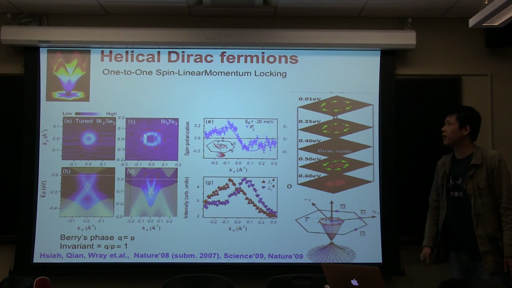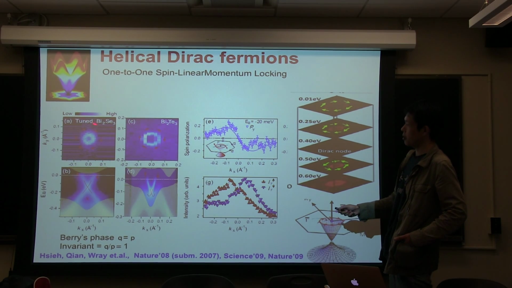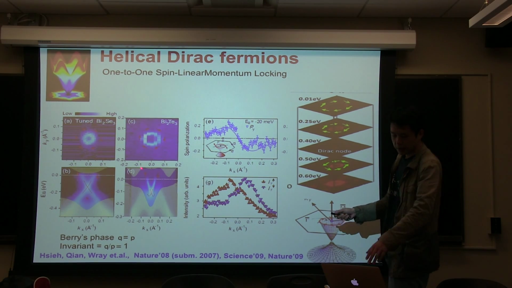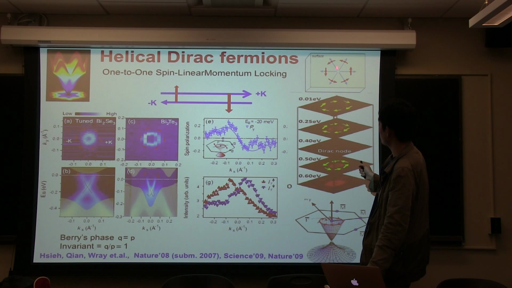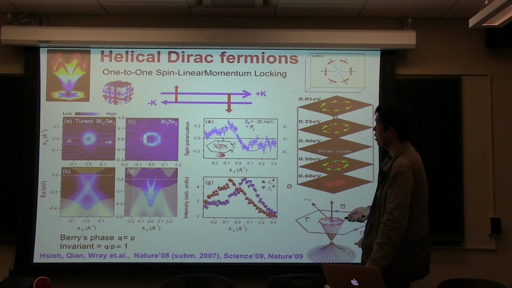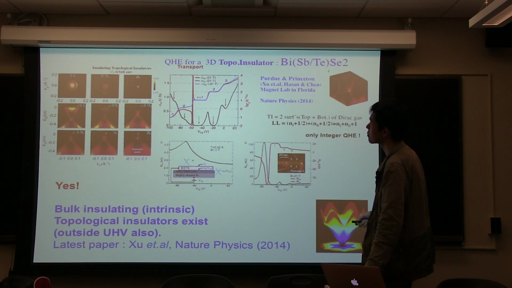One slide about topological insulators. The most well-known ones are bismuth selenide and bismuth telluride. They have spin-momentum locking, and on the surface it realizes a Berry phase of pi, which corresponds to the invariant in the bulk, nu naught equals 1. So this has metallic surface states on all surfaces.